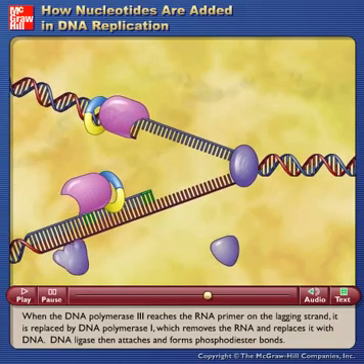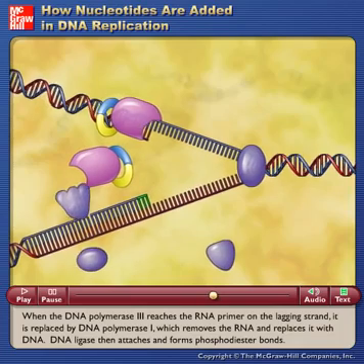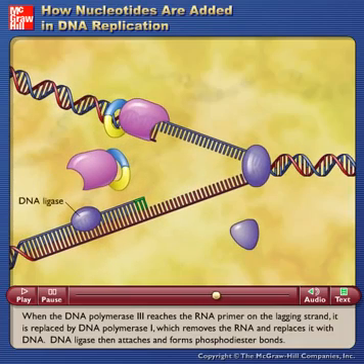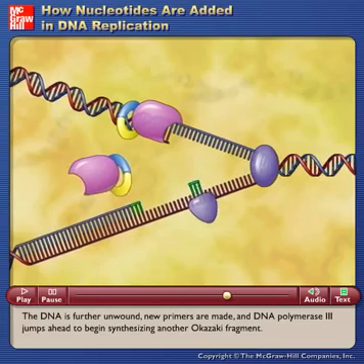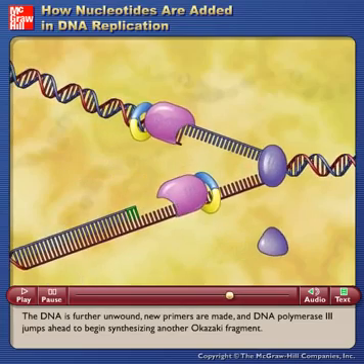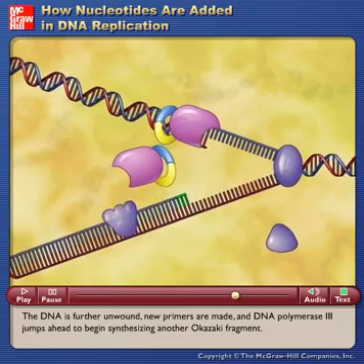When the DNA polymerase III reaches the RNA primer on the lagging strand, it is replaced by DNA polymerase I, which removes the RNA and replaces it with DNA. DNA ligase then attaches and forms phosphodiester bonds. The DNA is further unwound, new primers are made, and DNA polymerase III jumps ahead to begin synthesizing another Okazaki fragment.